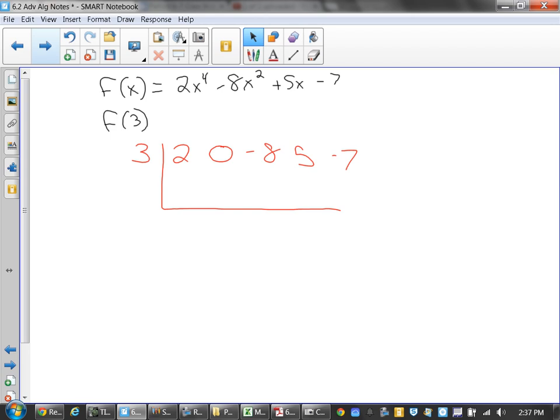The 0 has to go there because it has to have a placeholder. There's no x term missing otherwise. You always put a 0 in for any term that's missing, no matter what. Always, always, always. Remember, fourth degree polynomials have 5 terms. A fourth degree polynomial has x to the fourth, x to the third, x squared, x, and a constant. It'll have one more term than its degree.